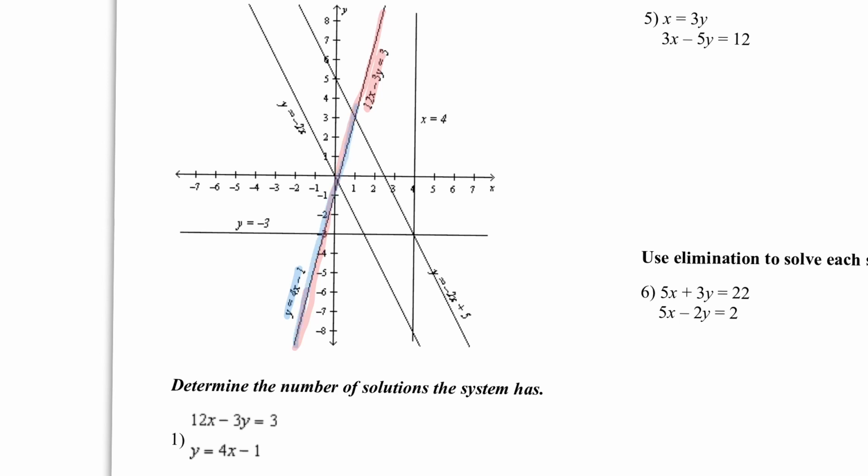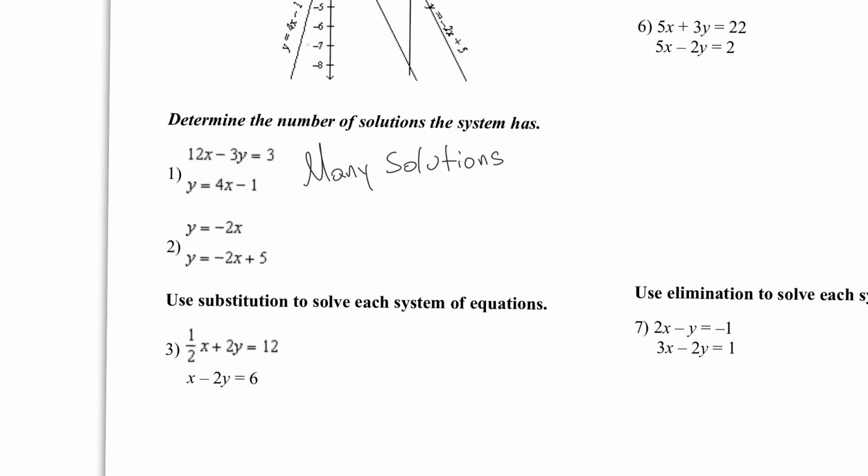So when we have in a system and the two lines are the same line, we have many solutions. I'm going to write that down. Many solutions. Not just one, but we have many. Because you can look at the blue line, it will touch the red line at all the points. At all the points, we have a solution along both lines.